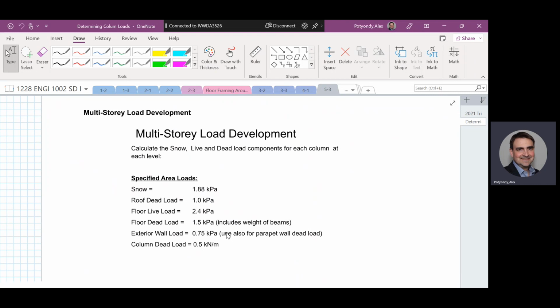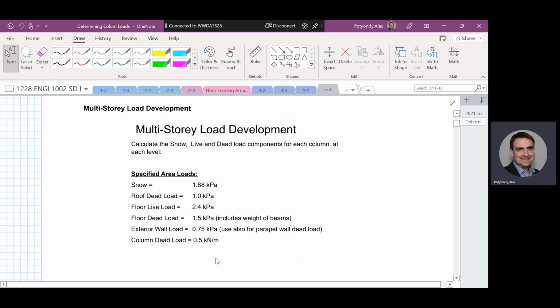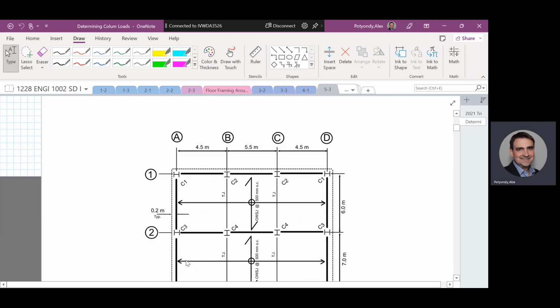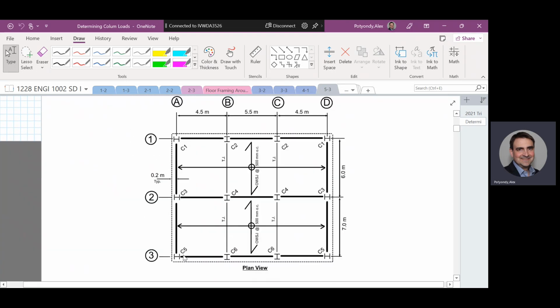Sometimes it could be different, but we're not going to worry about that. And we're going to use a column dead load. We're going to assume our column dead load is 0.5 kilonewtons per meter. And what that means is if you have 0.5 kilonewtons per meter for a 3-meter column, it's going to be 1.5 kilonewtons. Okay. So how do we go about doing this? Well, we have to first look at the geometry for the building.